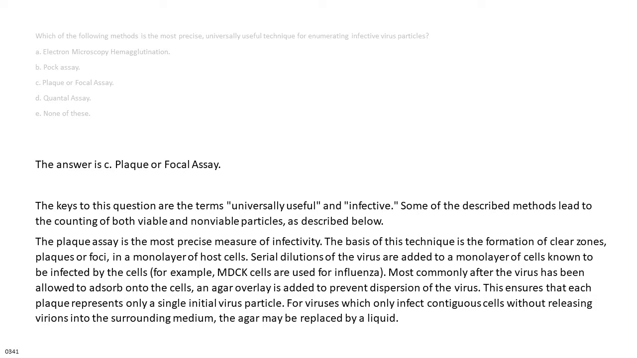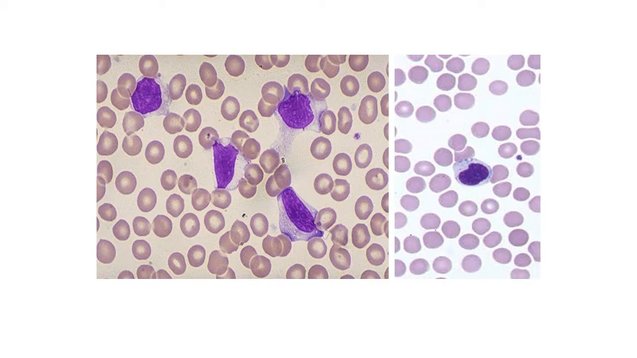The basis of this technique is the formation of clear zones, plaques or foci, in a monolayer of host cells. Serial dilutions of the virus are added to a monolayer of cells known to be infected by the virus. For example, MDCK cells are used for influenza. Most commonly, after the virus has been allowed to adsorb to the cells, an agar overlay is added to prevent dispersion of the virus. This ensures that each plaque represents only a single initial virus particle. For viruses which only infect contiguous cells without releasing virions into the surrounding medium, the agar may be replaced by a liquid.